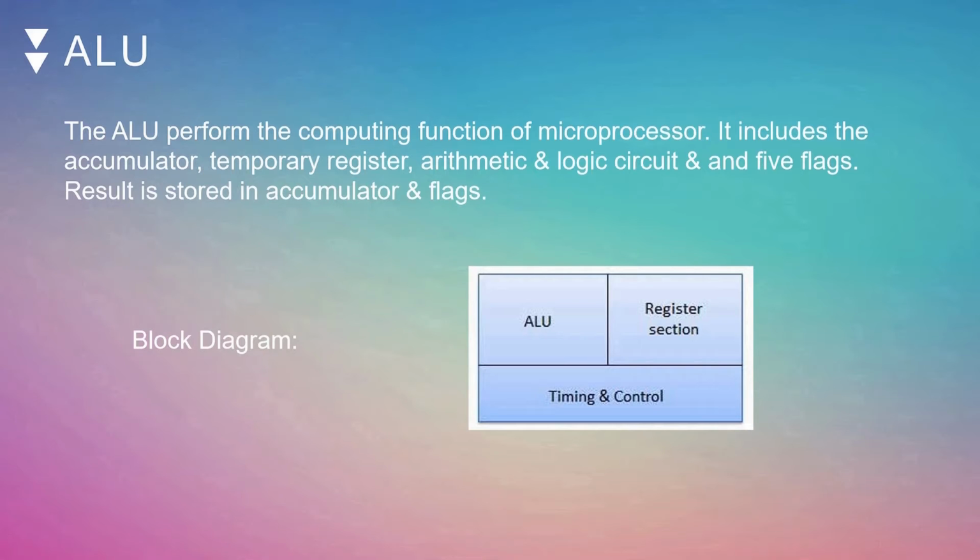ALU includes the accumulator, temporary register, arithmetic and logic circuits, and flags. The result is stored in the accumulator and flags. Here we can see the block diagram of the ALU also.